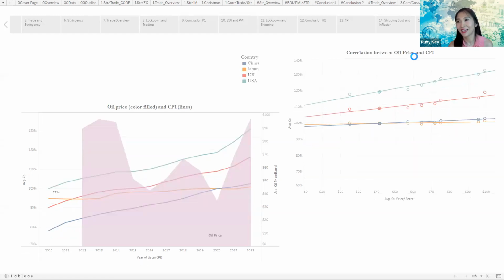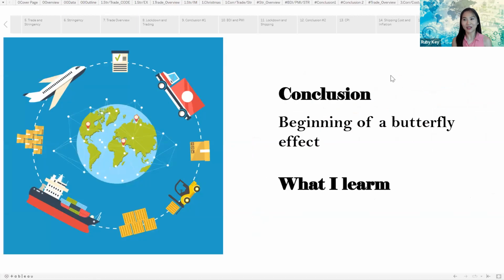That brings my final conclusion. COVID, at least for the lockdown part, did not directly affect the inflation, but it did start a butterfly effect. And balls keep rolling, and eventually everything was tumbled into a big inflation circle that we all suffered.